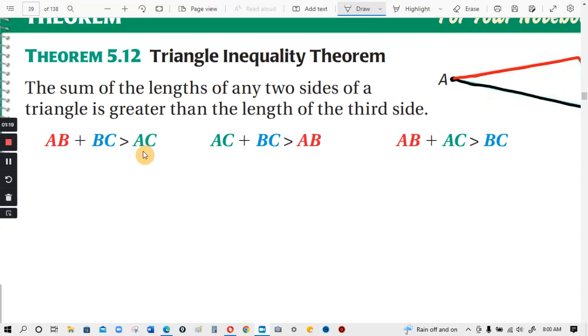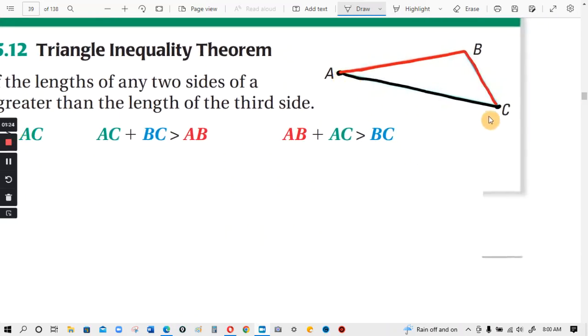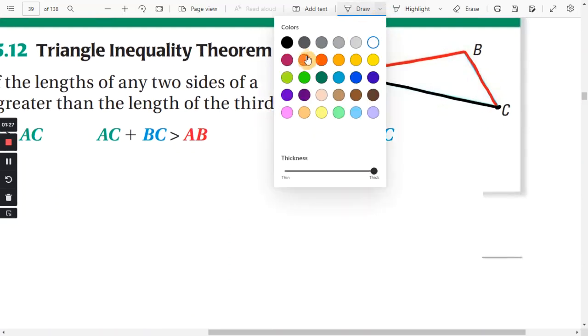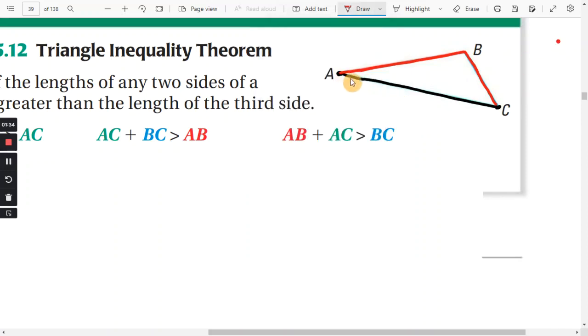length of a triangle. Okay, remember the distance from A to C is basically indicated by the two letters AC without the bar on top. All right. So this side length right here is AC. Okay. This side length right here is BC. And this side length right here is AB. So if you add any two, it's going to be greater than the third.